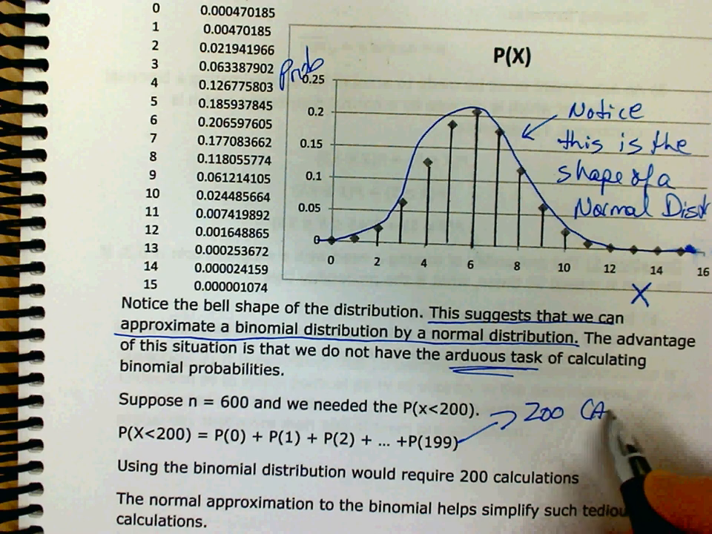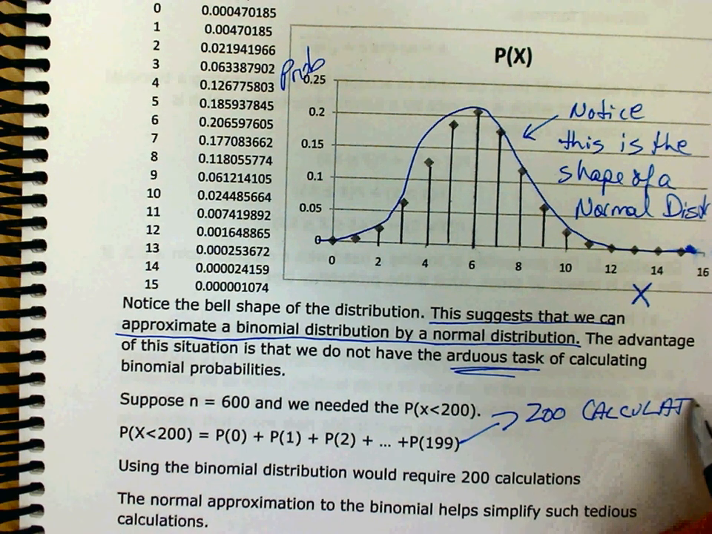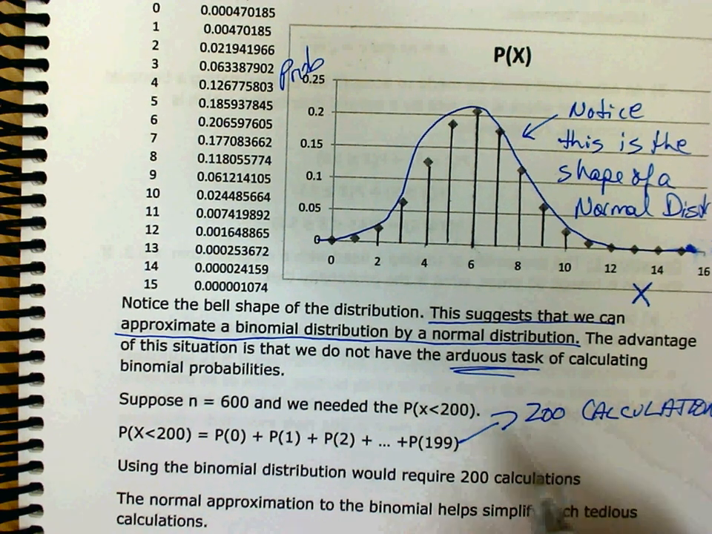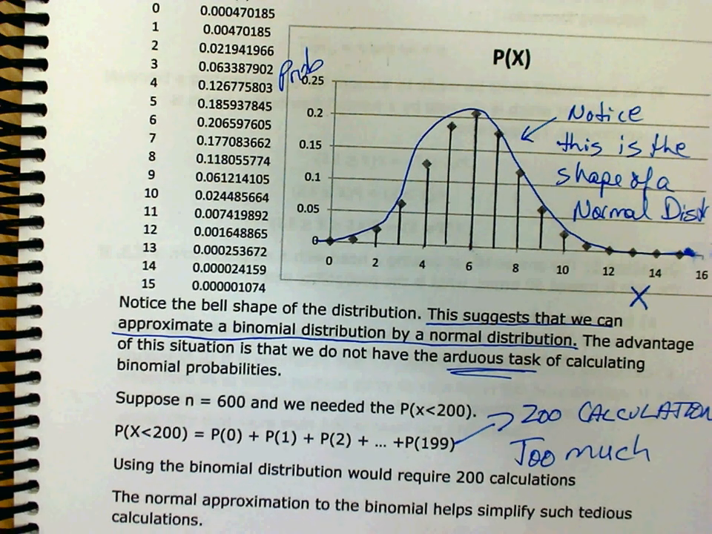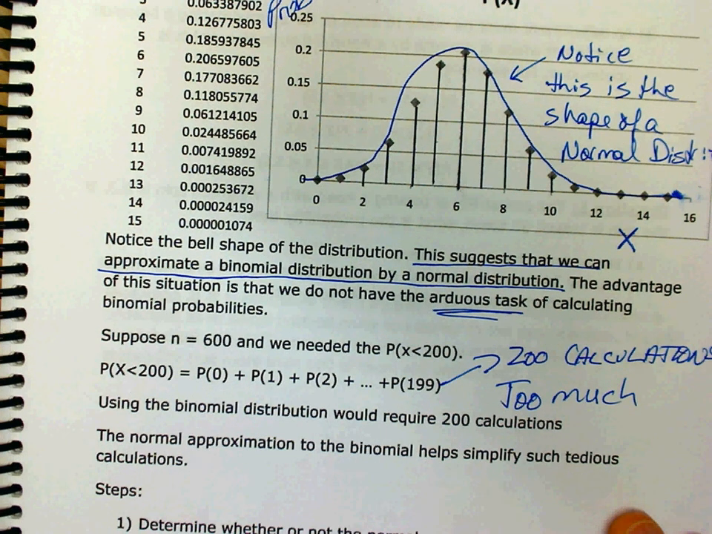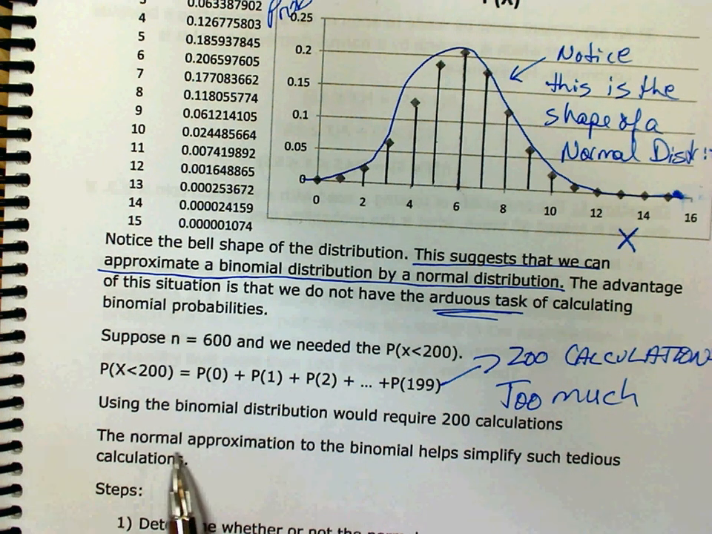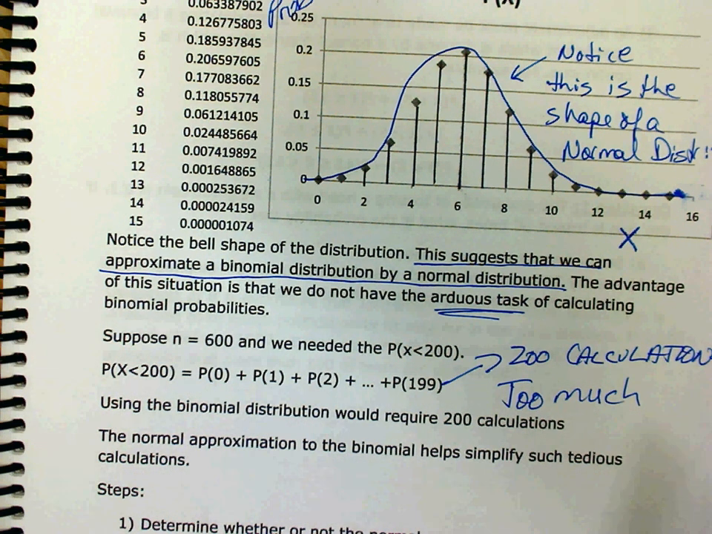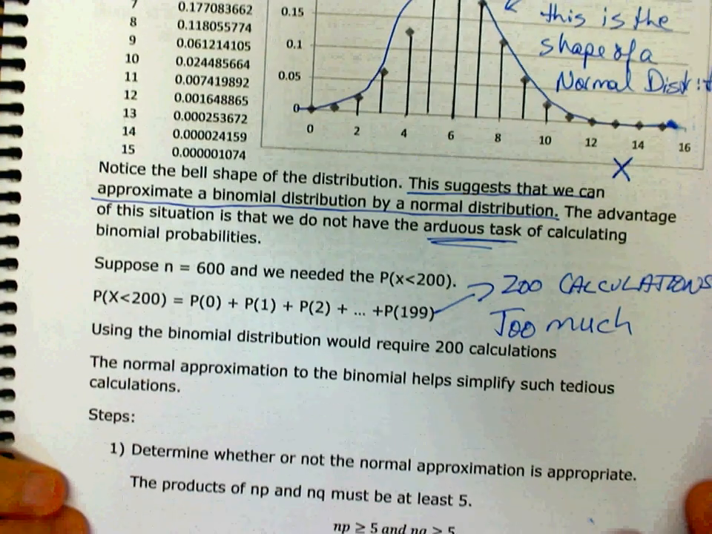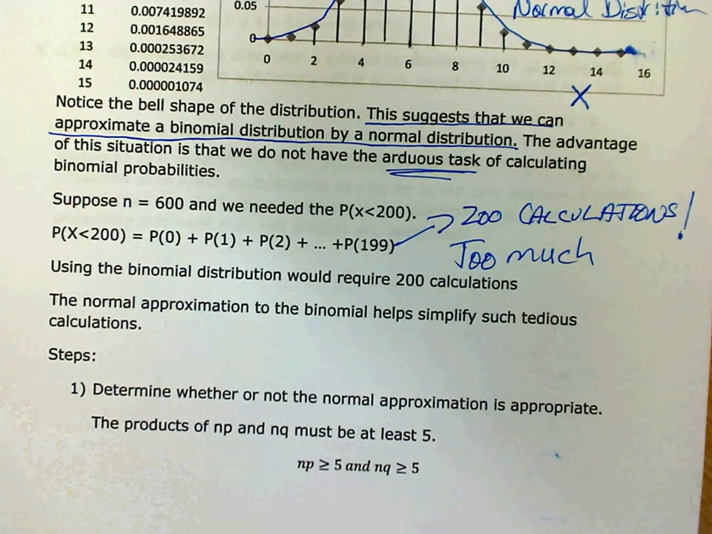200 calculations. This is too much. The normal approximation to binomial helps simplify such tedious tasks. But there are several steps involved, and each step is worth a mark to you on the test. Okay? Just so you know.